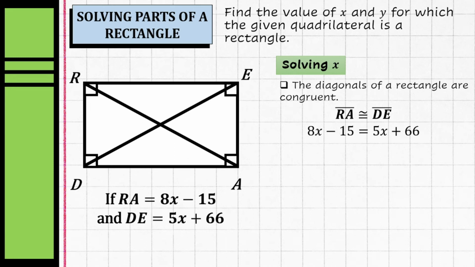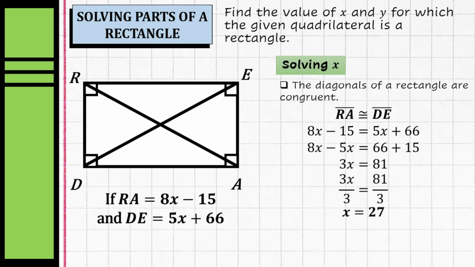Now let's transfer all the variable terms to the left side and all the constant terms to the other side by using the addition and subtraction property of equality. So we will have 8x minus 5x is equal to 66 plus 15. Then, we combine like terms. We will have 3x is equal to 81. Then let's divide both sides by 3. Our value of x will be equal to 27.